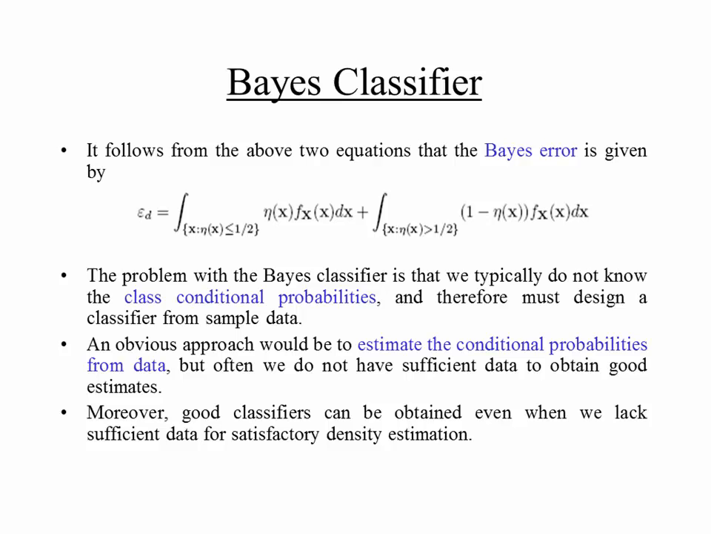So if it's a textbook problem, those will be given to you, and you can just apply whatever we covered here. And in fact, you'll do some homework problems where you're going to do that, right? But in the real world, you're going to have to learn that stuff, right? So an obvious approach would be to estimate these conditional probabilities from the data. But often you don't have sufficient data to obtain good estimates of eta of x, right? Moreover, good classifiers can be obtained even when we lack sufficient data for satisfactory density estimation. So even in cases where you cannot estimate eta of x, there are ways in which you can arrive at reasonably good classifiers.